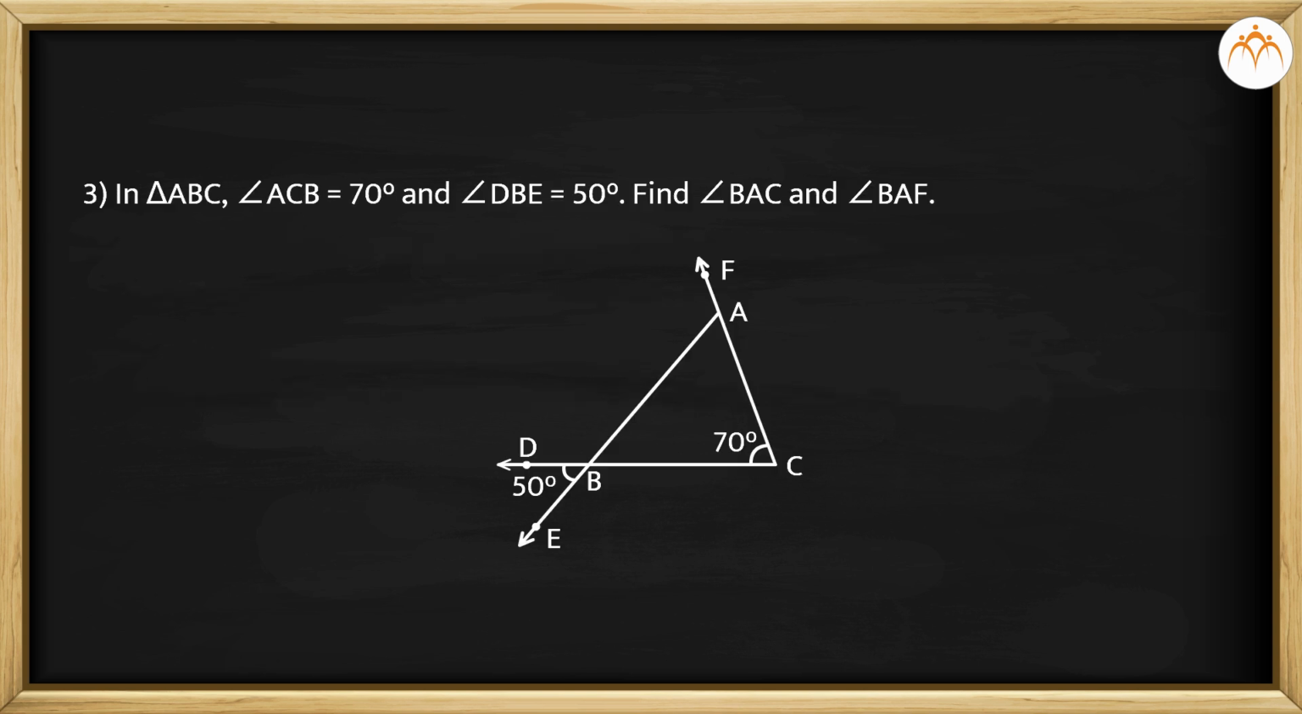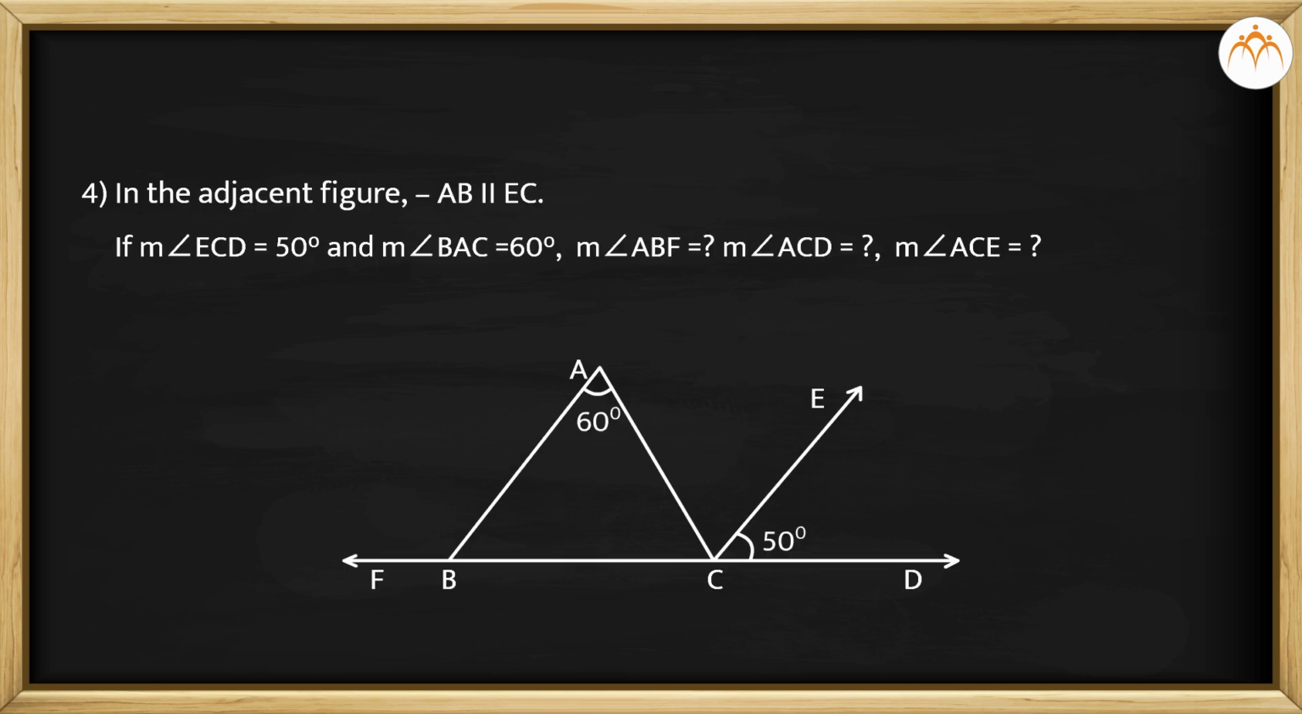In triangle ABC, measure angle ACB is equal to 70 degree. Measure angle DBE is equal to 50 degree. Find measure angle BAC and measure angle BAF. In the adjacent figure, AB is parallel to EC. If measure angle ECD is equal to 50 degree and measure angle BAC is equal to 60 degree, then find out measure angle ABF, measure angle ACD and measure angle ACE.